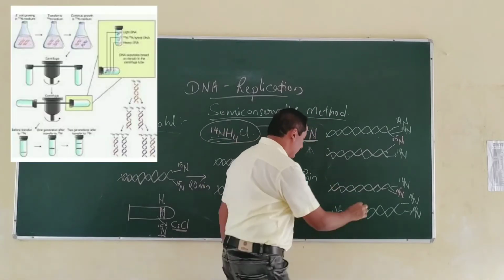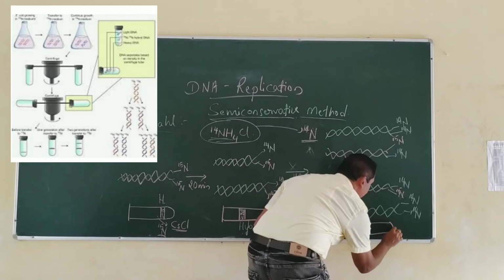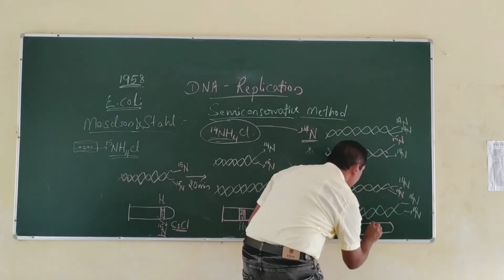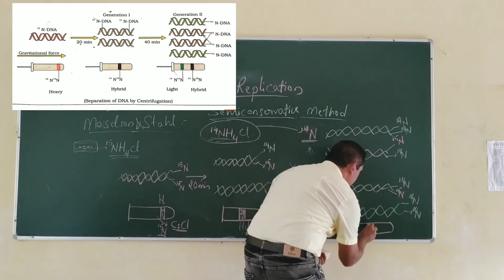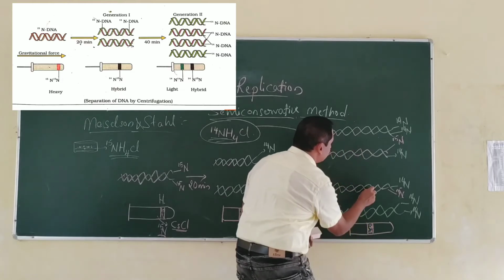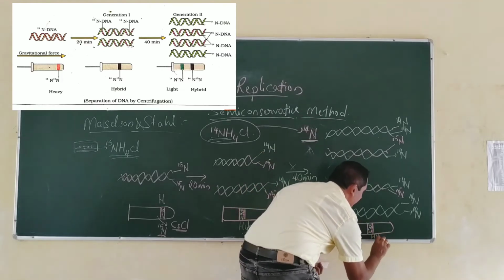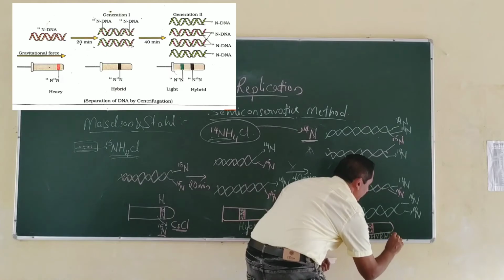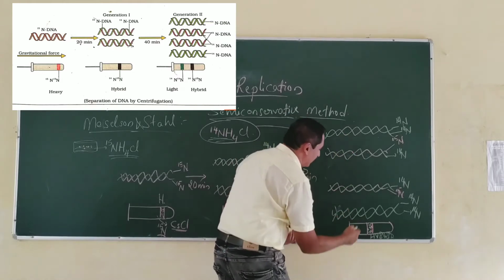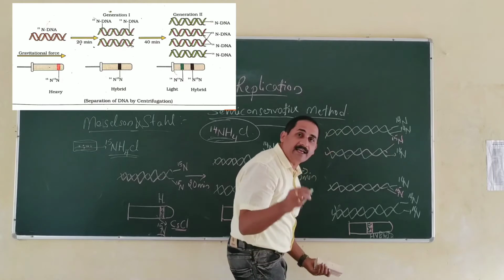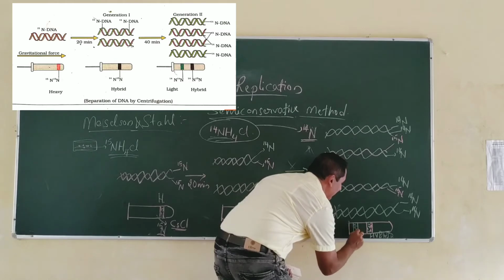When they centrifuged this extract from the E. coli bacteria, they observed the hybrid DNA that settled at one position, the hybrid DNA molecule. The two strands, the heavy strand and the light strand, are both present. It forms the hybrid region. The two newly synthesized strands are light, containing N14 as the light isotope, and they settle at the light region in the centrifugation tube.